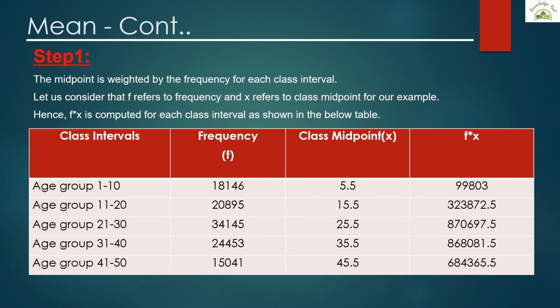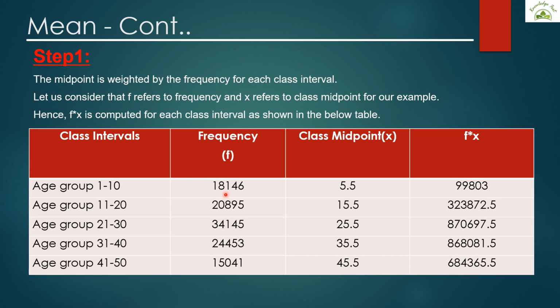Okay, so once we are done with calculating the class midpoint for each of the class intervals, the next step is to calculate the mean, right? And in order to calculate the mean, the very first step is that you have to calculate the product of your class midpoint and the respective frequency.